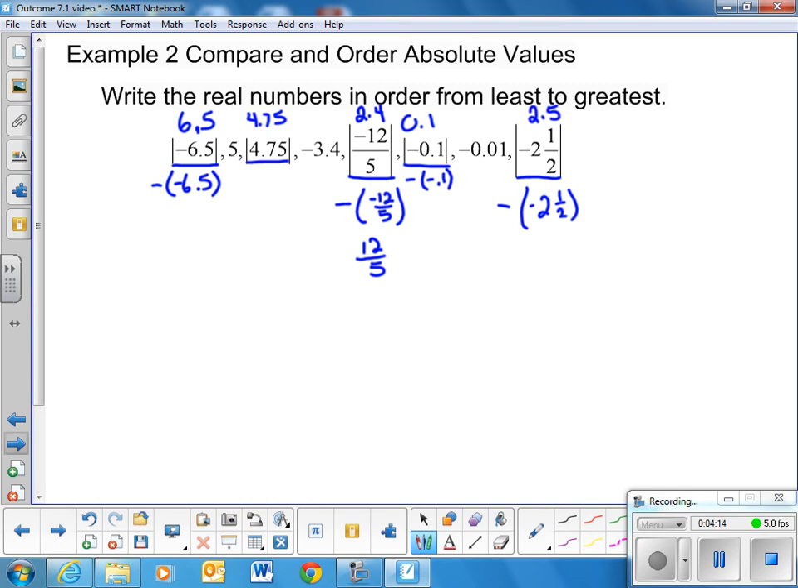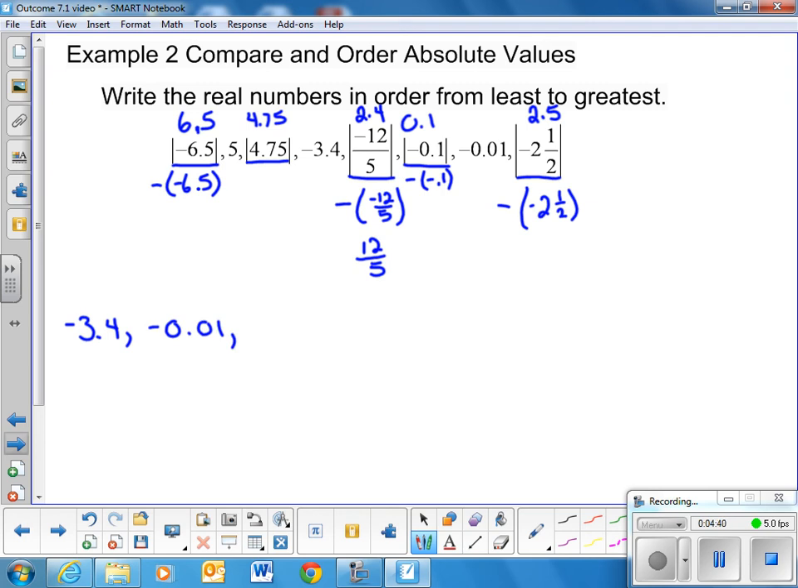The next thing we want to do is to order all of these numbers now from least to greatest. So we're looking for the smallest number. We're going to start with our negatives. So the smallest value that's up there is negative 3.4. The next one is negative 0.01. So we're getting closer to 0. That's all of the negative numbers that we have.